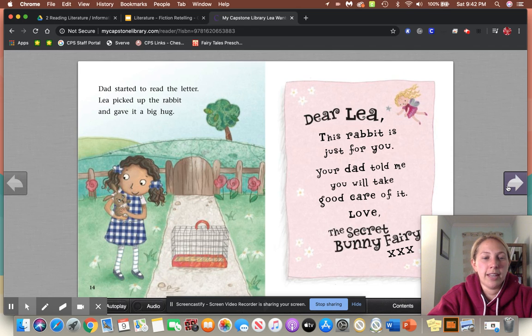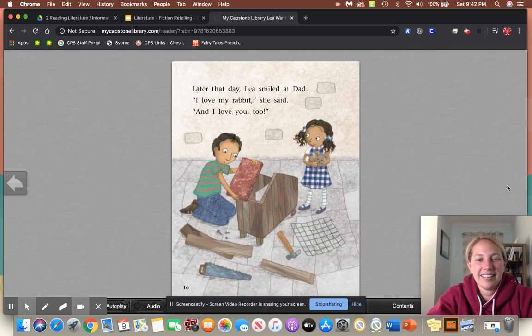Dad started to read the letter. Leah picked up the rabbit and gave it a big hug. Dear Leah, this rabbit is just for you. Your dad told me you will take good care of it. Love, the secret bunny fairy. Later that day, Leah smiled at Dad. I love my rabbit, she said. And I love you too.